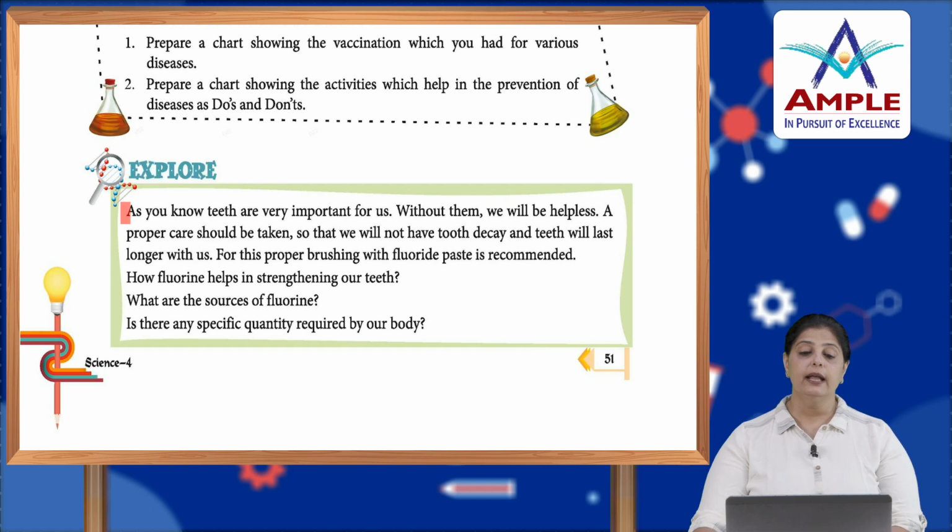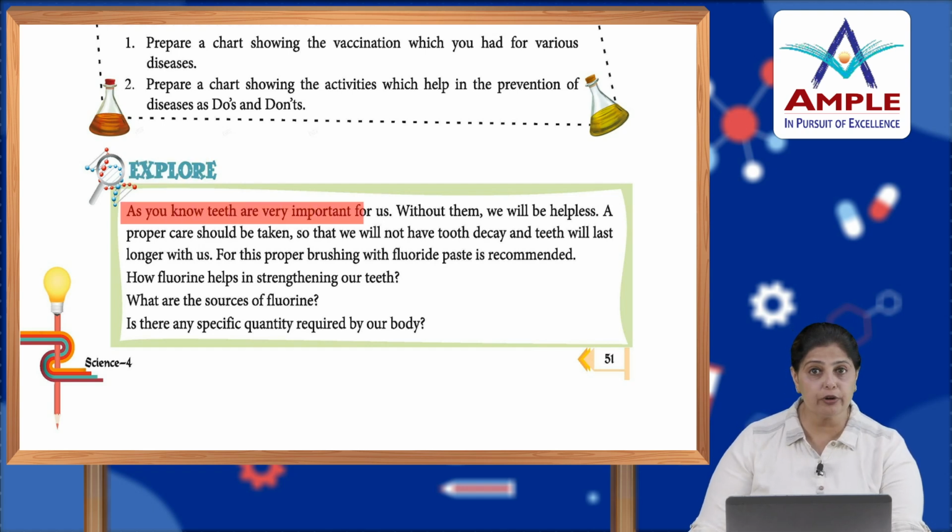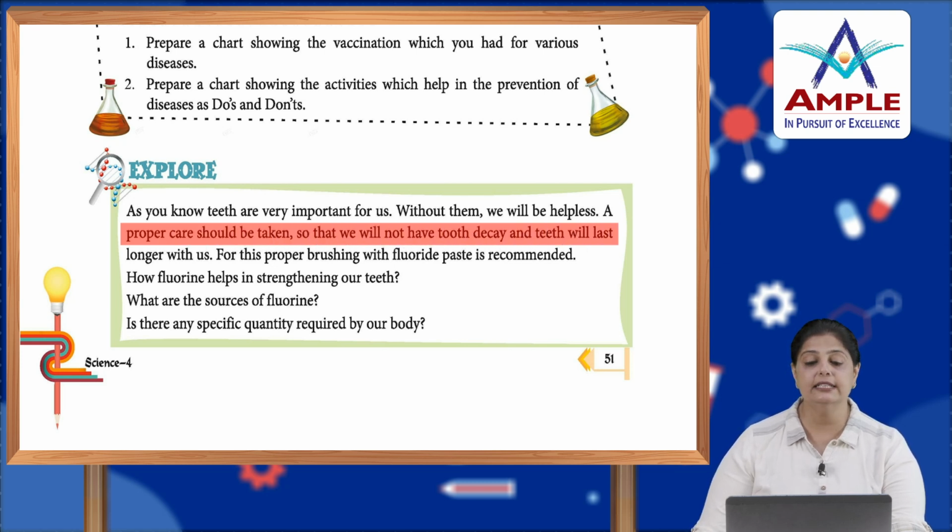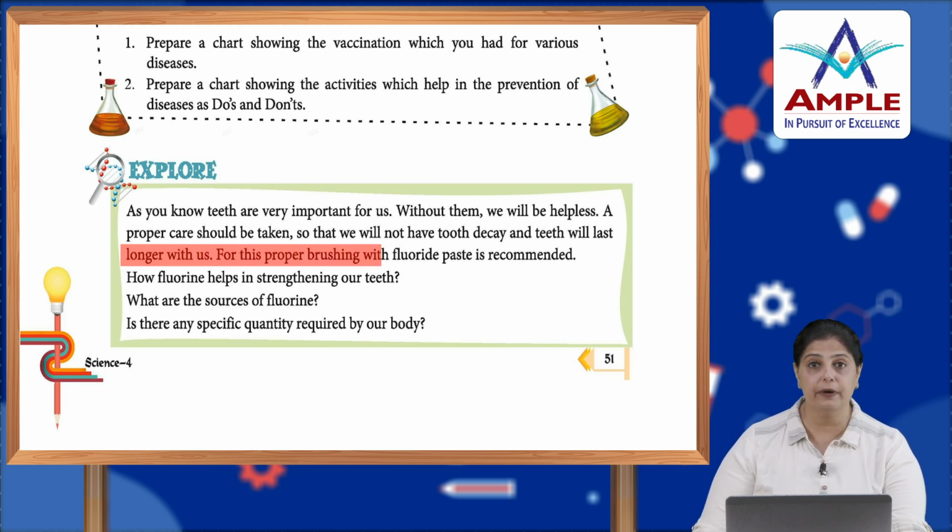Now, explore. As you know, teeth are very important for us. Without them, we will be helpless. Proper care should be taken so that we will not have tooth decay and teeth will last longer with us. For this, proper brushing with fluoride paste is recommended. How does fluorine help in strengthening our teeth? What are the sources of fluorine? Is there any specific quantity required by our body?